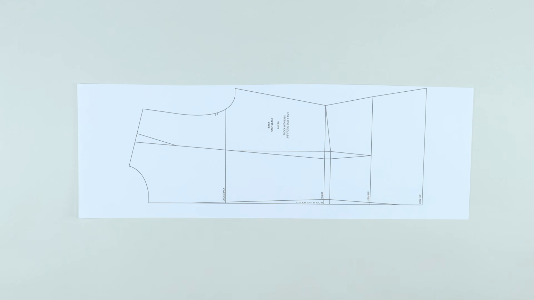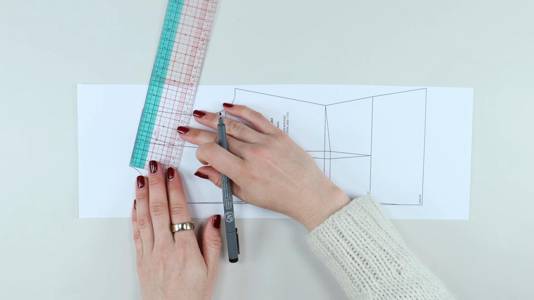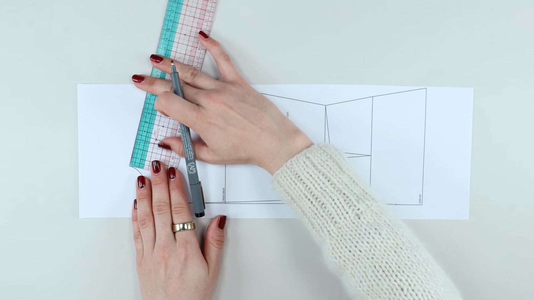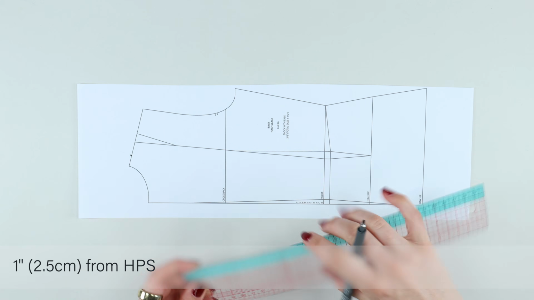Moving on, we can work to draft the back pattern. Let's start at the neckline. You want to position the same measurement that you used on the front pattern from the high point shoulder. For my pattern, this was 2.5 centimetres, 1 inch.